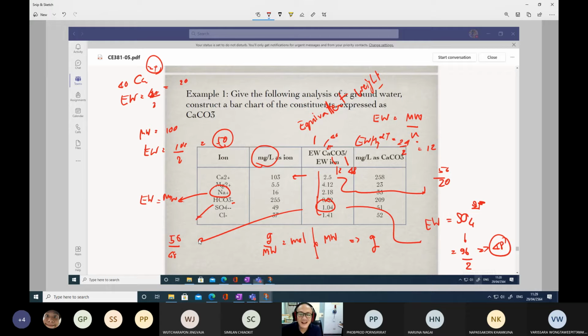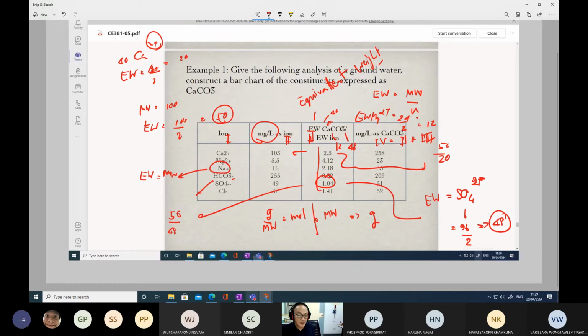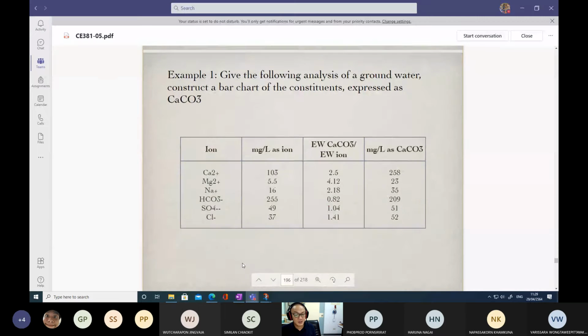So if you multiply, this one is supposed to be the second column, this one is supposed to be the first column, third column. Column 4 is equal to second column multiplied by the third column. So from here and this ratio, you get milligrams per liter as calcium carbonate here. So under these conditions, what should we do next? Then we should establish the bar chart.